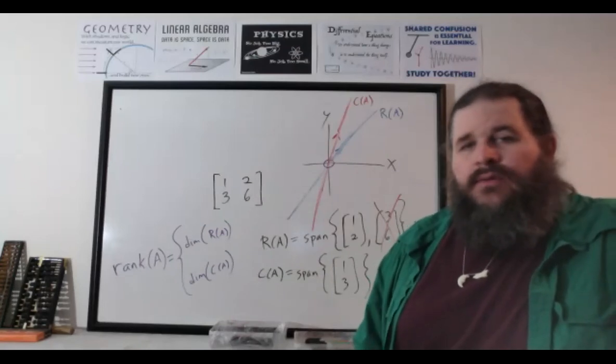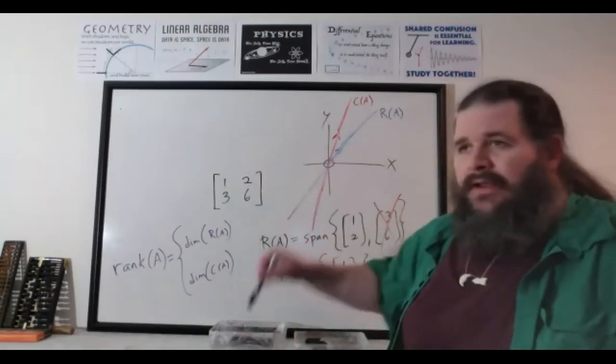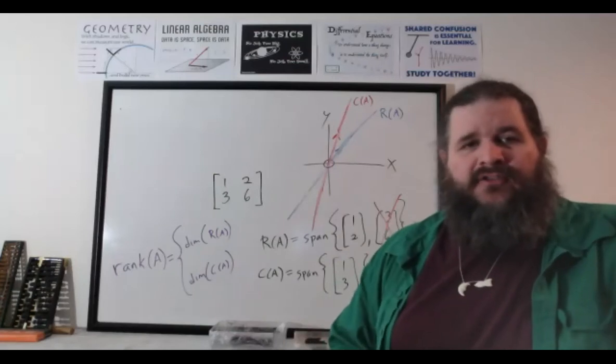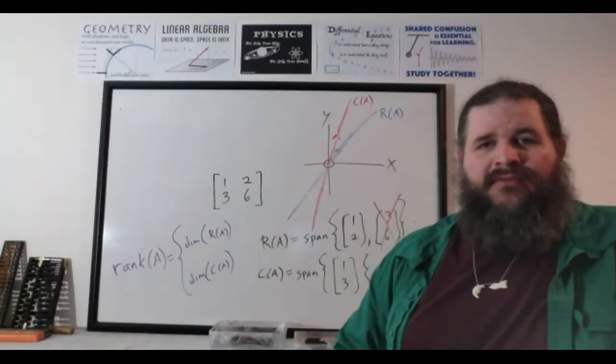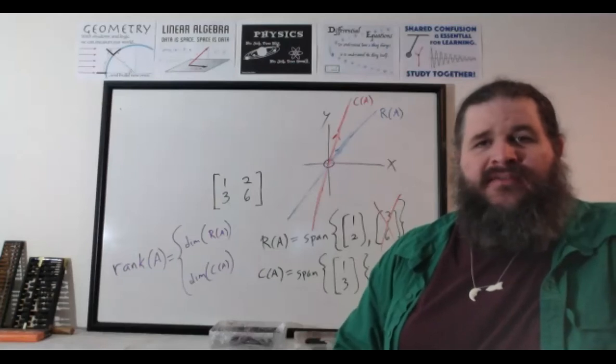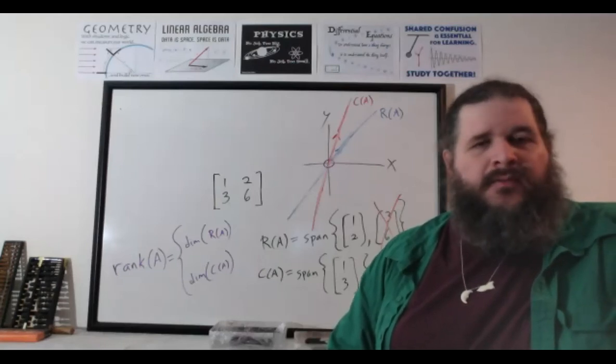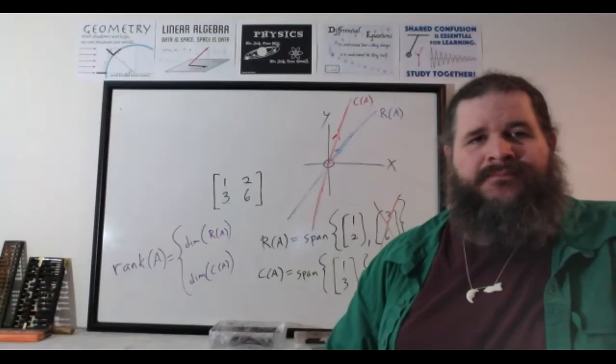On the other hand, if you row reduce it and find that it has a pivot in every column, we would say that is a full rank matrix. Its rank is equal to its number of columns. Or to put it another way, there's a pivot in every column. So a full rank matrix means there's a pivot in every column.